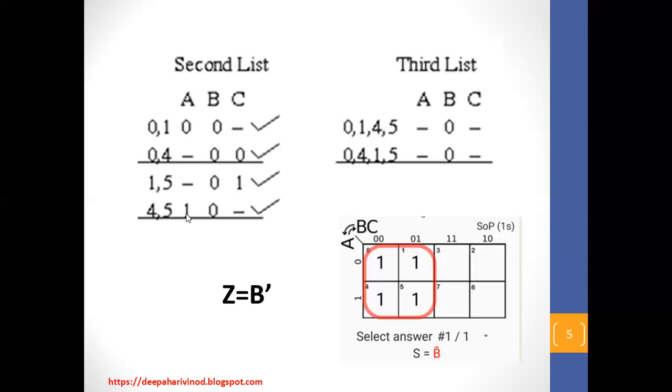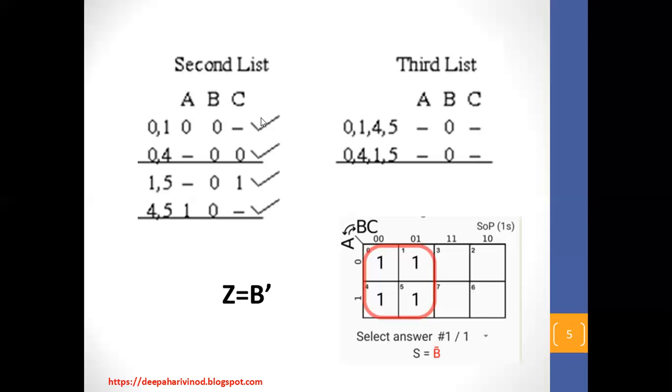0, 1 with 4, 5. Check. First bit you have changed. Second and third is same, isn't it? So 0, 1, 4, 5. What do you get? First one you have changed, that is dash. And the second one it is 0. And third one is already dash. So 0, 1, 4, 5. Tick it out. You have compared 0, 1 with 4, 5, so put a tick mark over there. So you can understand you have compared this.